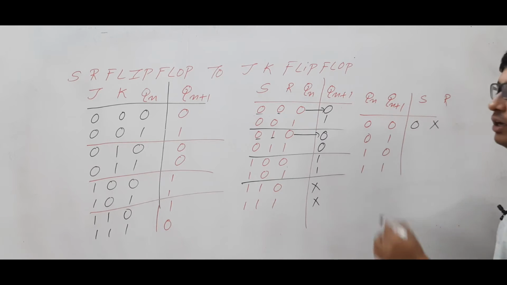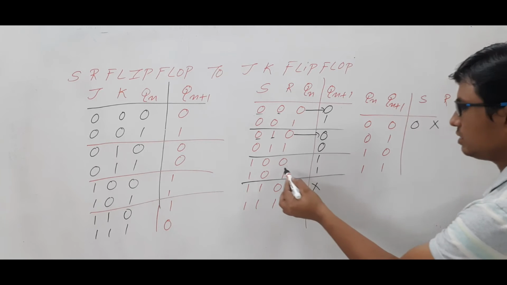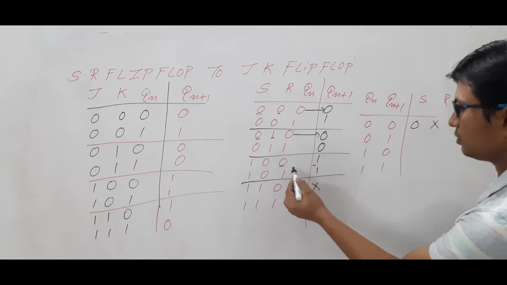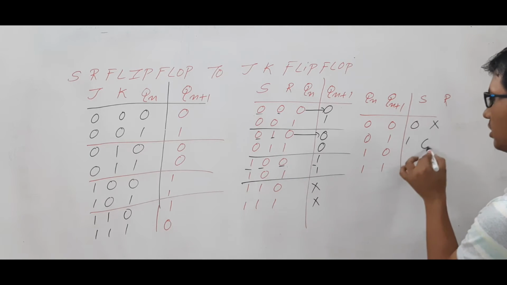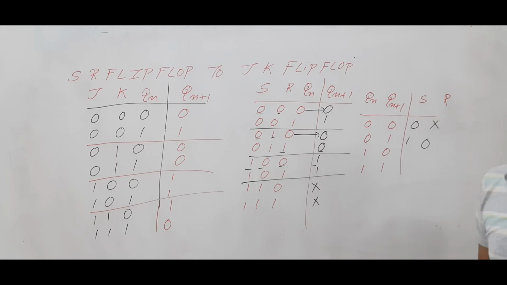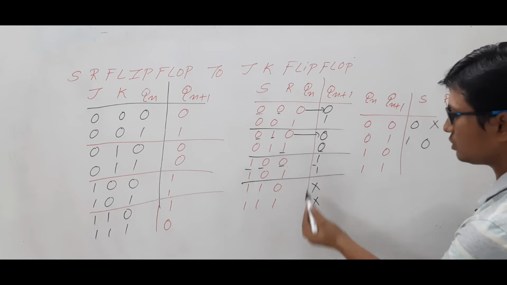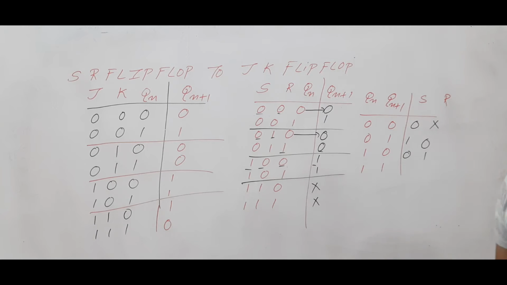Similarly, if you take Qn is 0, Qn plus 1 is 1, 0 and 1. Any other combinations you are getting? No, only this one, which is 1 0. Are you able to follow it or not? Similarly, if it is 1 0, Qn is 1, Qn plus 1 is 0, you check it. Anywhere else you got it here? No, which is 0 1. Are you able to understand?